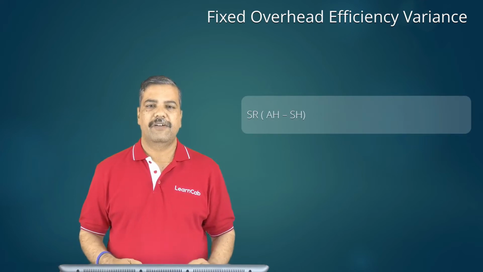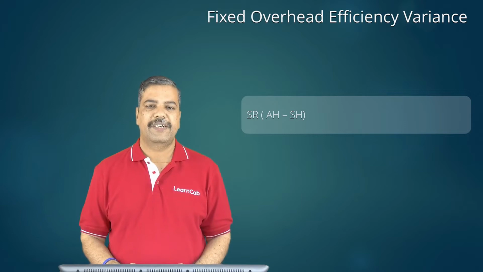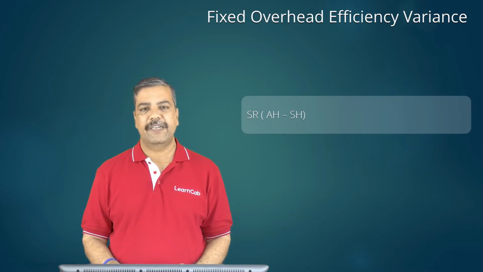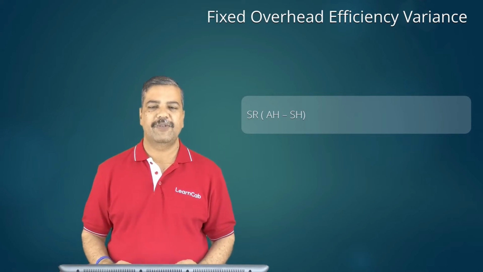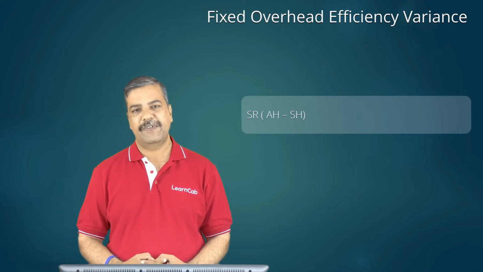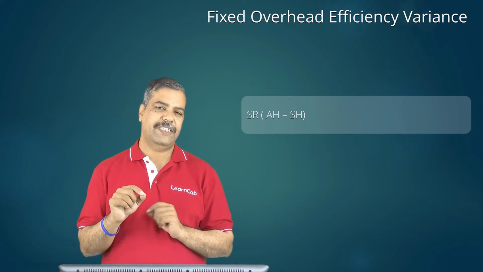Then fixed overhead efficiency variance, very simple formula here: standard rate into AH minus SH. Here SH is coming instead of BH. There it was BH, that is budgeted hours. Here we are talking about efficiency, so we are talking about SH, that is standard hours. So that is the only small change in the formula.